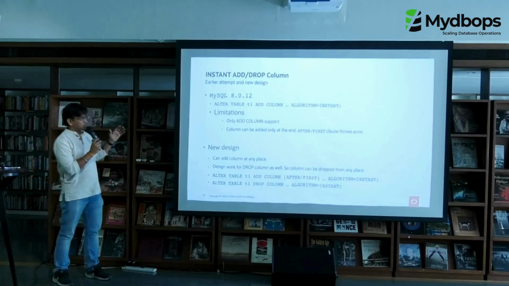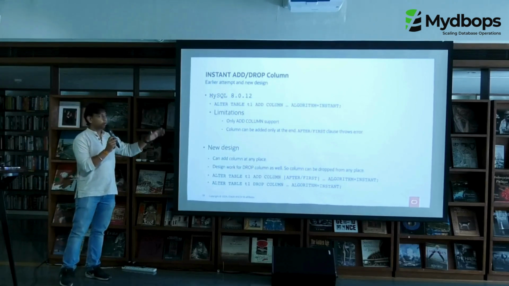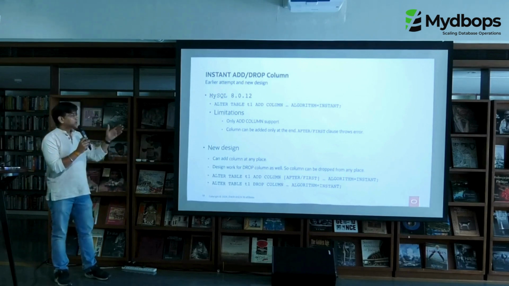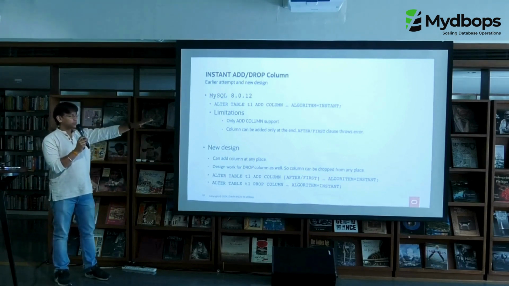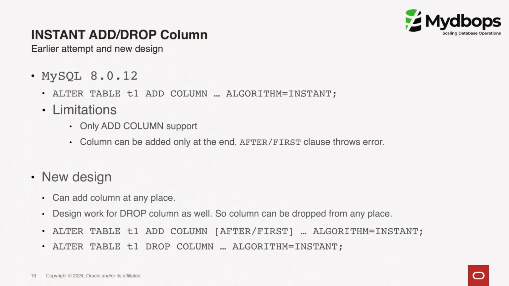With this inspiration, we implemented something in 8.0.12, where we say ALTER TABLE ADD COLUMN with ALGORITHM=INSTANT. This made it possible to add a column, but the limitation was that the column could only be added as the last column in the table. So you cannot add the first column or any column in between. And it supports only instant add. I mean, you cannot drop a column instantly. If you're going to drop a column, then again, you have to read each and every row and transform it.